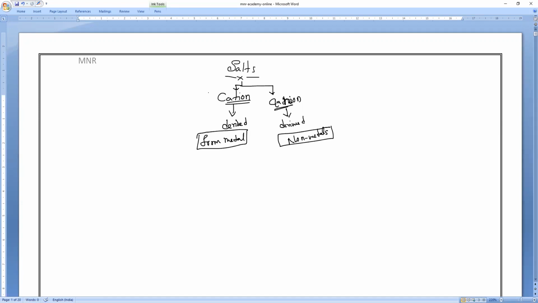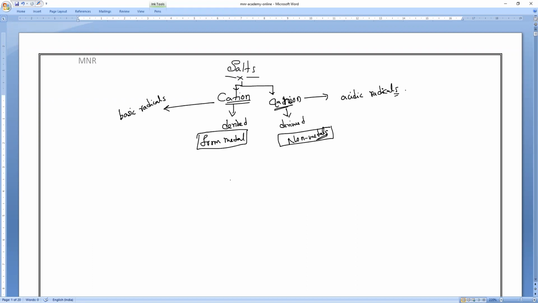These cations come from metals, so they are basic in nature. That is why we call them basic radicals. And anions come from non-metals. We all know non-metallic oxides are acidic in nature, so they are called acidic radicals.